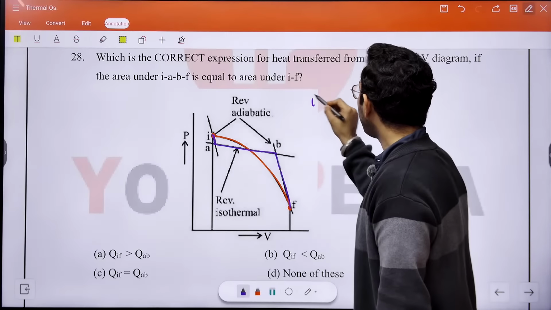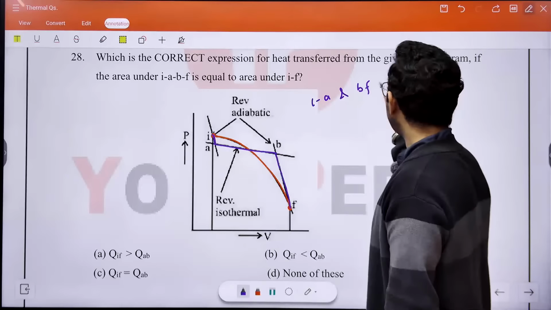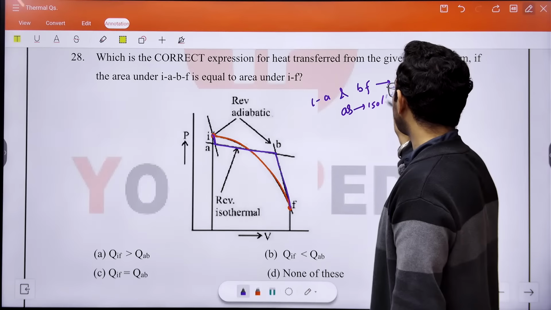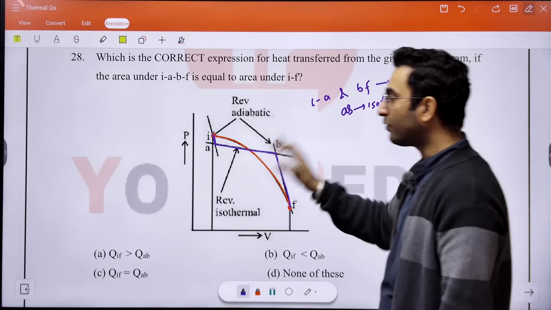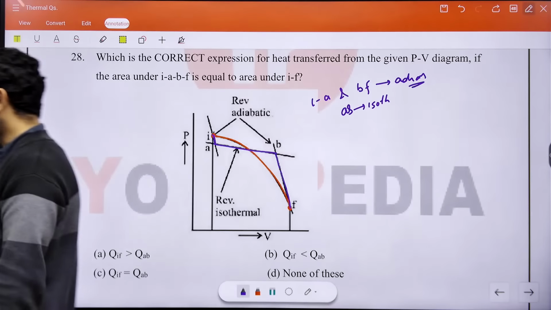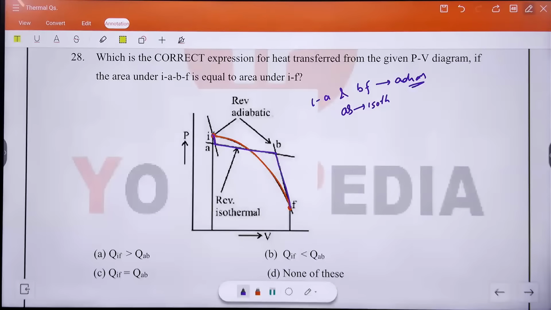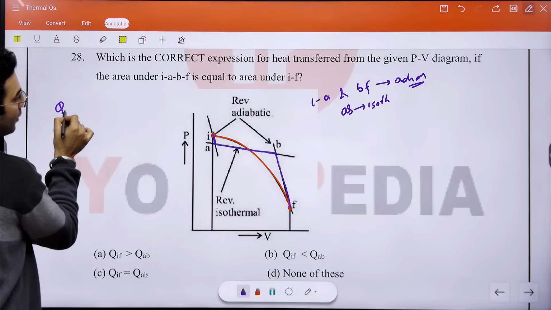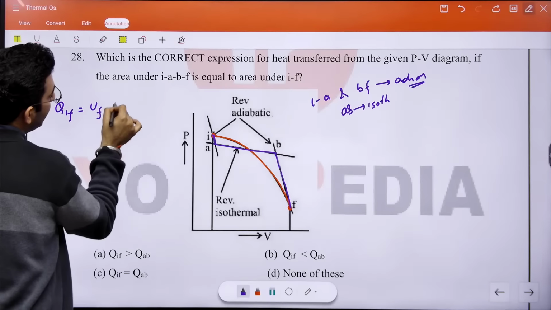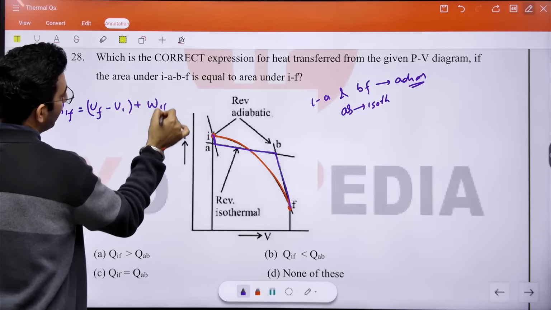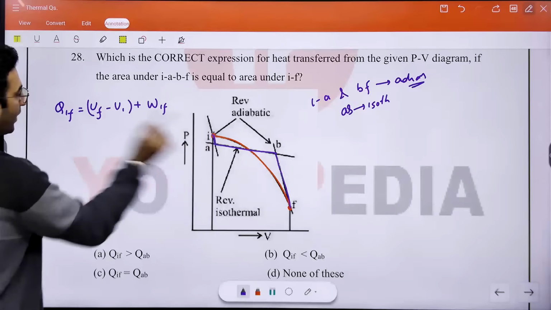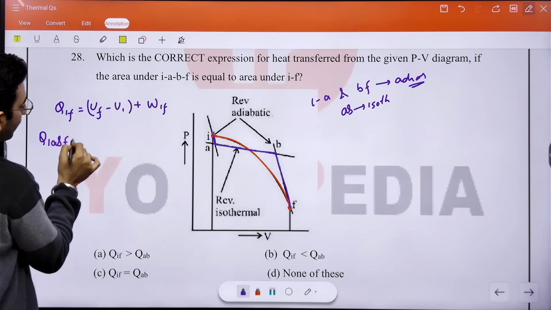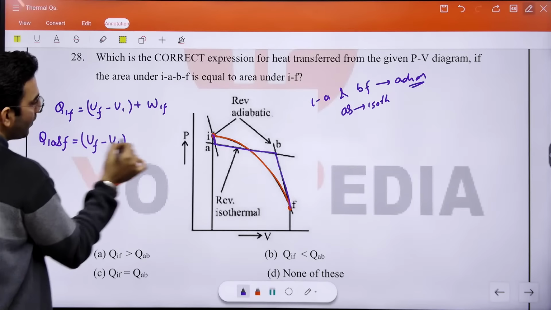So I to A and B to F represent the adiabatic processes, and A to B represents the isothermal process. In both processes, red and blue, we have just moved from the initial position to the final position. Now if I apply the first law of thermodynamics for the red color process, Q_IF is equivalent to the change in internal energy plus W_IF. That is the first law of thermodynamics for the red color process. If I write the first law for the blue color process, Q_IABF is equivalent to U_F minus U_I.